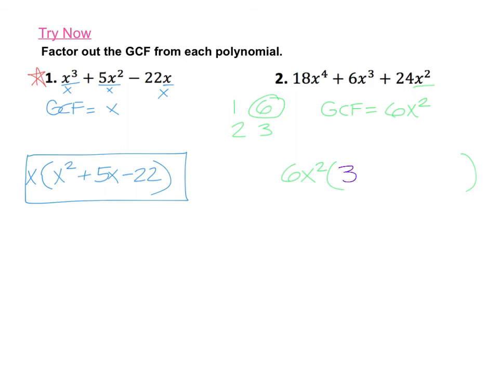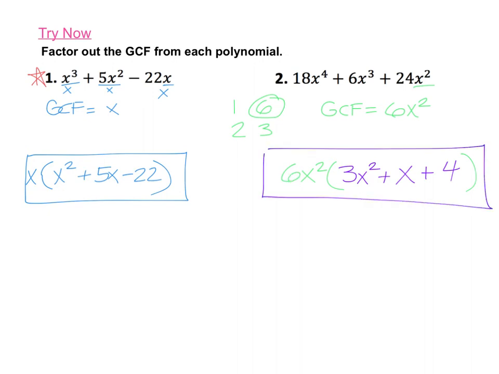We have 2 x's outside. We need to get up to the 4, so we have x squared. Then for 6, we don't need a number. That's just a 1. But we need another x. 6x squared, when you times that with x, you get up to 6x to the third. And then finally, you would do 6 times 4 to make 24. So I'm going to have a plus 4 on the end. We don't need any x's with that one because the x squared is already covered in our greatest common factor. You'll see if you distribute that through, you end up right back where you started. So you know your answer is correct if you double check it by redistributing it through.